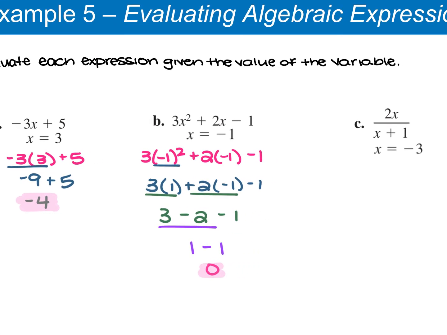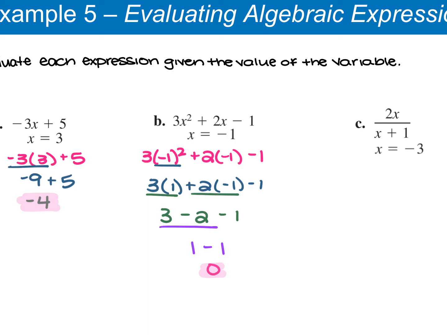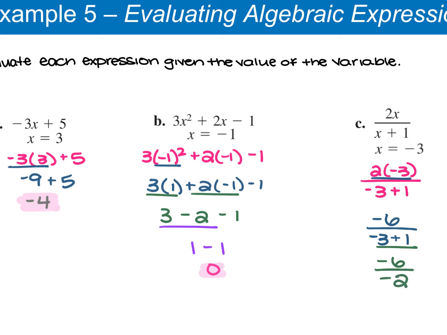For example C, we have 2x over x plus 1, where x is equal to negative 3. So we're going to plug in negative 3 anywhere we see an x. So that's going to be 2 times negative 3 over negative 3 plus 1. Multiply your 2 times negative 3 first. 2 times negative 3 is negative 6 over negative 3 plus 1. Simplify your addition. That gives you negative 6 over negative 2, which simplifies to be 3.